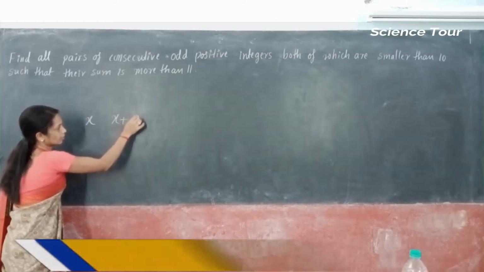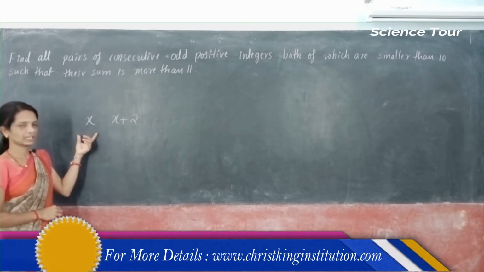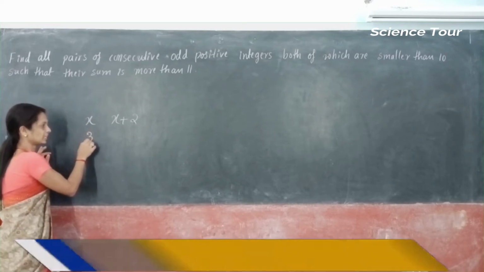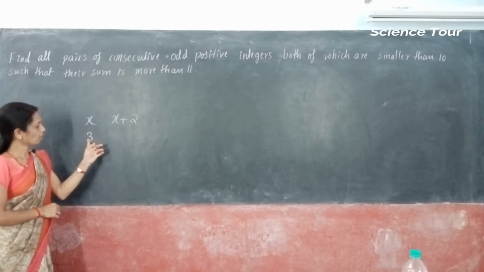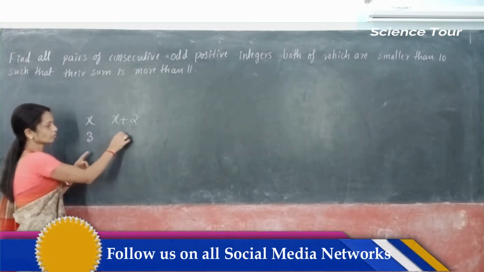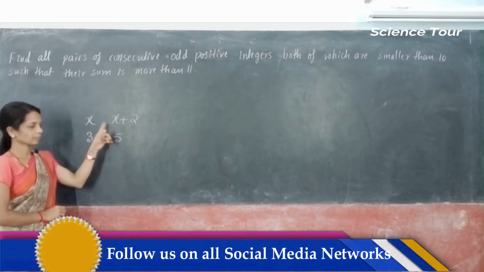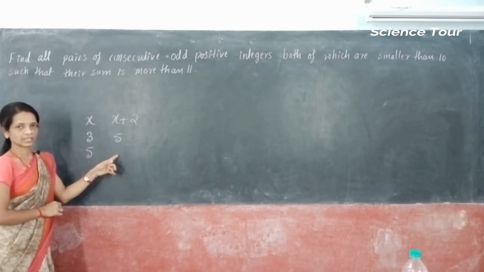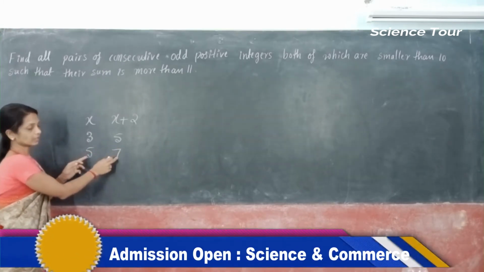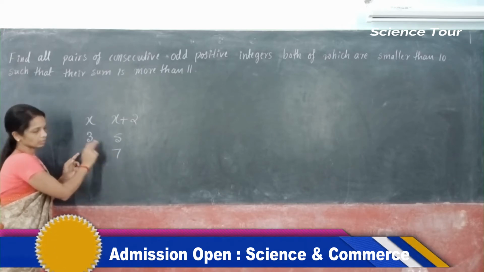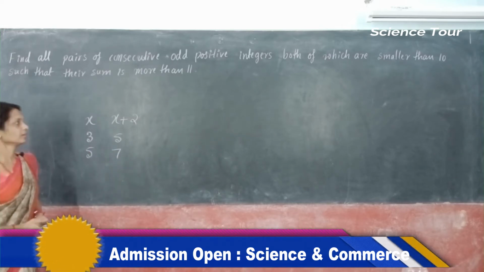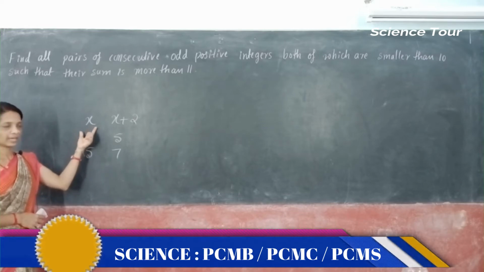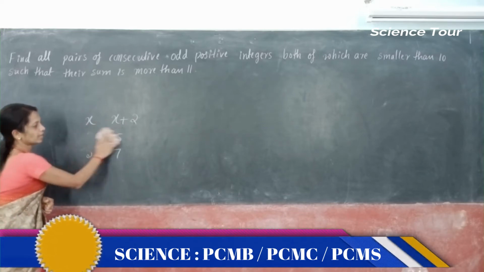in this form. Two consecutive odd positive integers will be in the form x comma x plus 2. For example, if you take 3, then the next odd integer will be 5. How is that 5? That is 2 more than x, 2 more than 3. And if you take 5 as the first one, then what will be its next one? That is 7. How is that? That is 2 more than 5. So always keep in mind that two consecutive odd integers will be in the form x comma x plus 2. Okay, so we start with that.